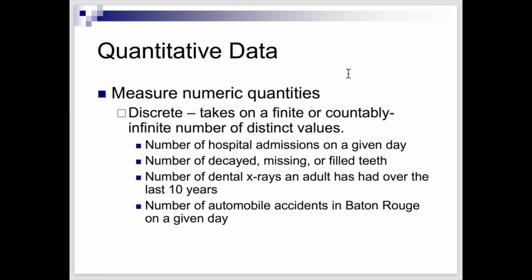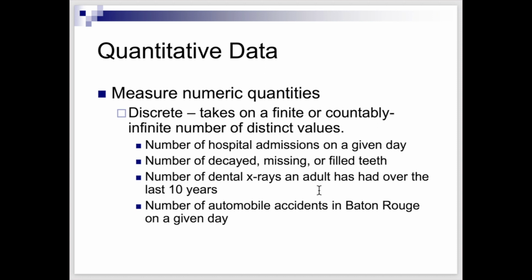And so, for example, if we were counting the number of hospital admissions on a given day, that would be an example of a discrete type of quantitative data. The possible values for the number of hospital admissions on a given day are the non-negative integers, 0, 1, 2, 3, 4, and so forth. The number of decayed, missing, or filled teeth. That's an example of discrete quantitative data. The possible values would be 0 up through the maximum number of teeth that a person has, and so that would be a finite set.